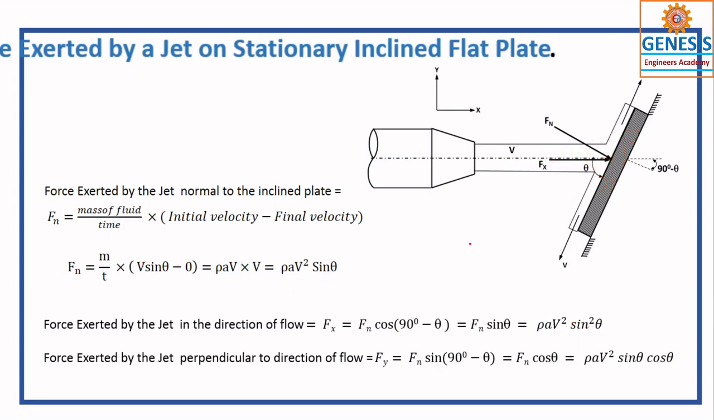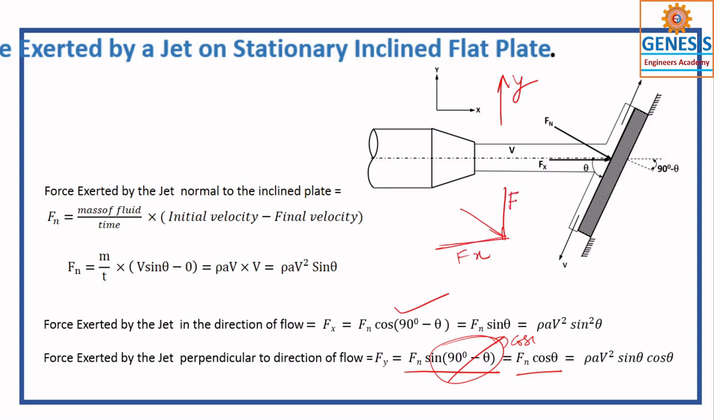Okay. Now, in this inclined position, what is the force that is exerted by the jet in the direction of y? In the first case we have taken Fn cos 90 minus theta. In this case it is Fn sin 90 minus theta. This becomes cos theta, then it is Fn cos theta. So Fn can be resolved into two components. One is horizontal, this is Fx. One is vertical, this is Fy, this is Fn. And what is this angle? It is theta.